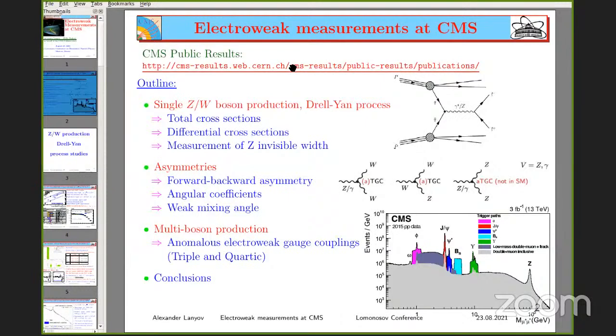And I'll talk today about single Z and W boson production, including the Drell-Yan process according to this diagram, and show the total and differential cross sections and measurements of the invisible width. Then I go to asymmetries, which include forward-backward asymmetry, angular coefficients, and weak mixing angle. And finally, we'll come to multiple boson production, according to these diagrams, for example, including also anomalous electroweak gauge couplings, and give my conclusions.